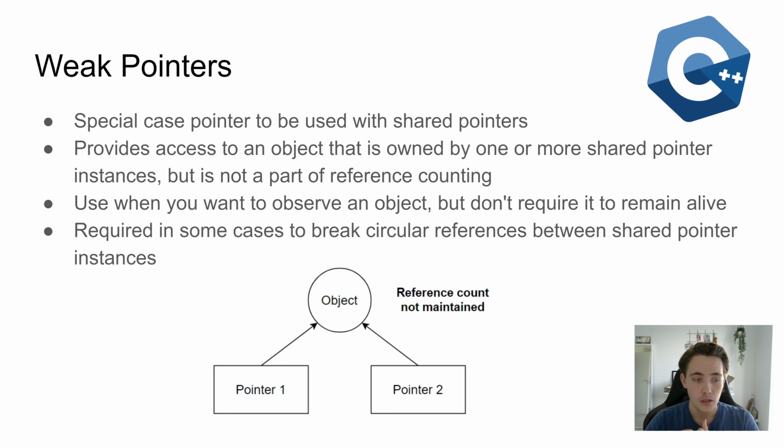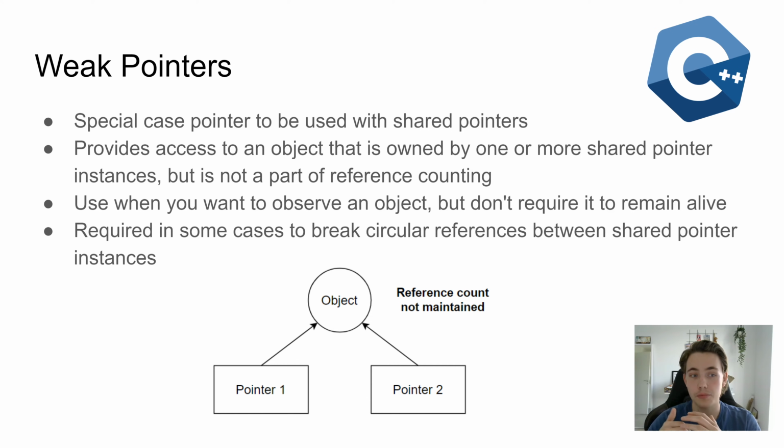Then we can use weak pointers together with the shared pointers that we talked about in the previous slide. It is also required in some cases to break a circle of references between shared pointer instances. We can have references between shared pointer instances where multiple pointers are pointing to one object, and it could cause a circular reference between those shared pointer instances. Then we can use weak pointers to break that circular reference between those different shared pointers.